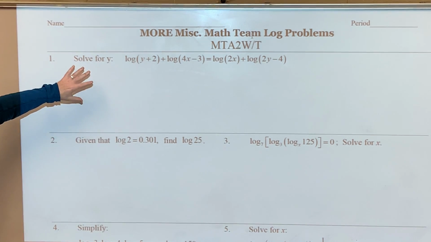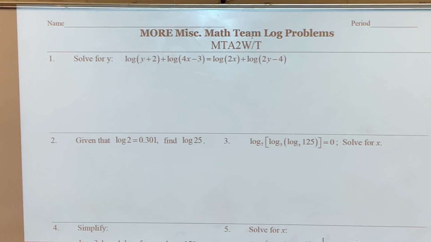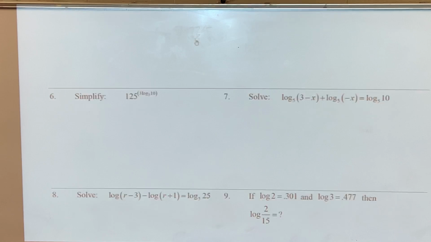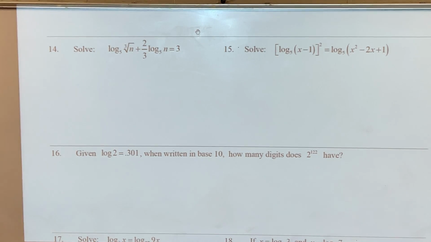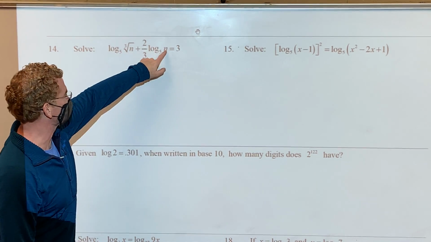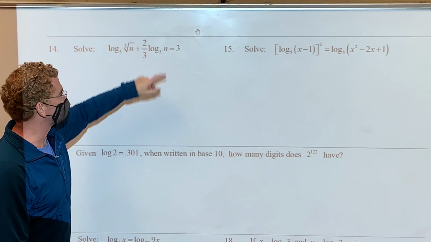But on any of this, did anybody have a question? Yes? Number 14. Okay, so let's jump to 14. All right, so it says solve. We've got a couple of variables in there, and I'm adding logs.